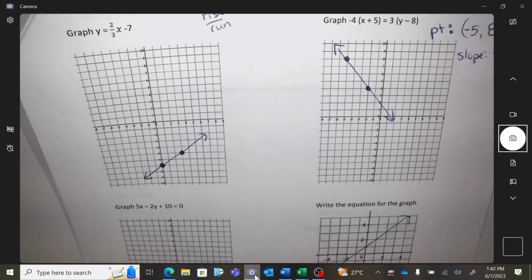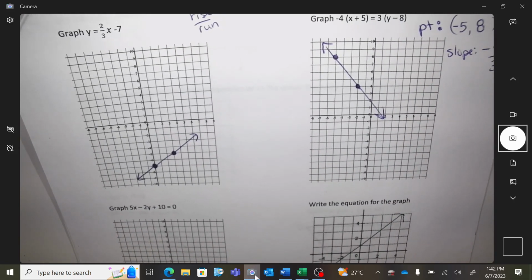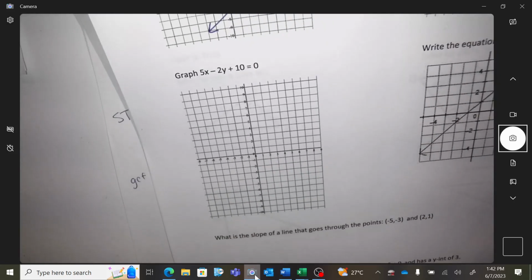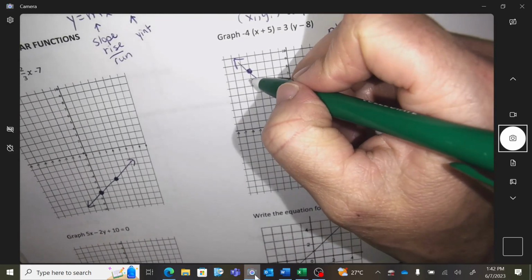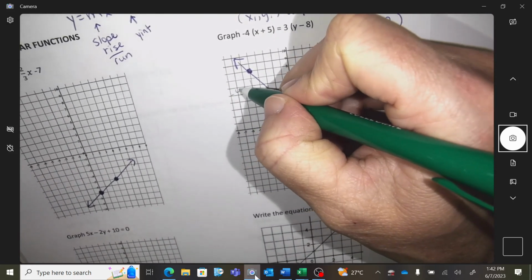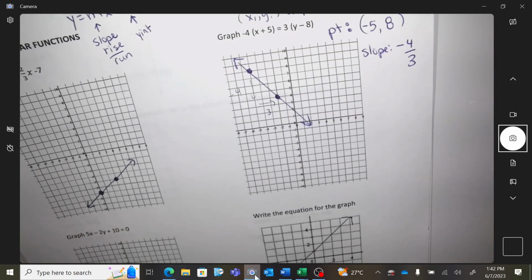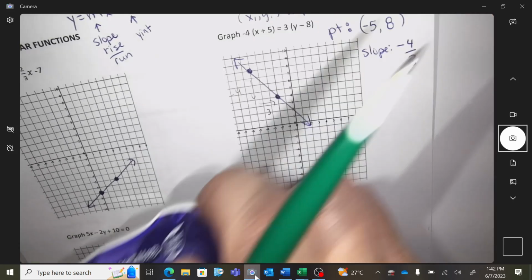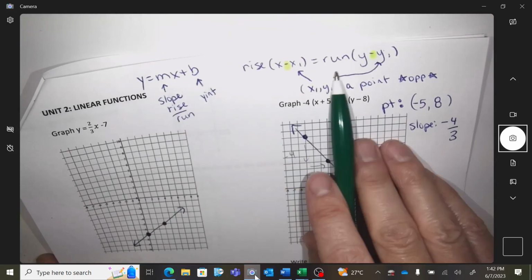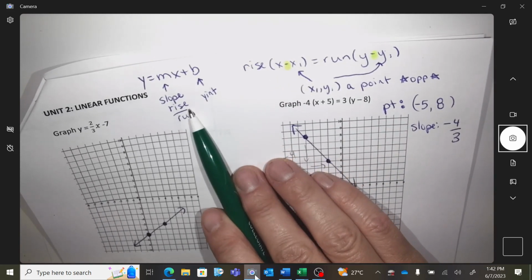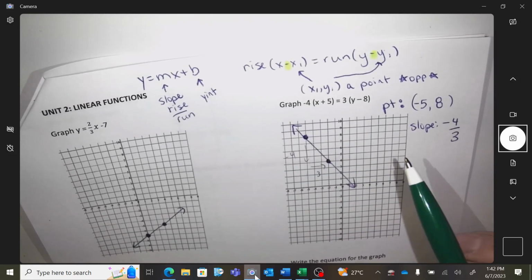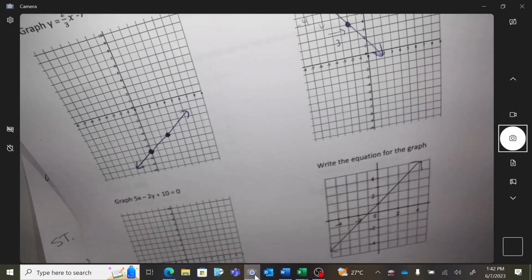Everyone's good with that line? Fifth. So there you can see my slope, right? Down 4, right 3. So these formulas will be on your formula sheet, but there's not going to be pointers like this is that, this is that. I'm not going to do that for you. So you have to know what they are.